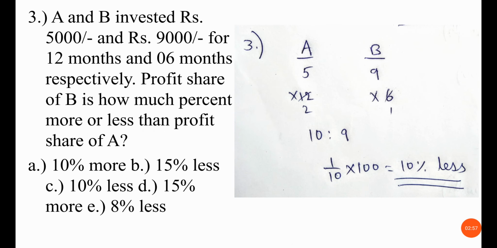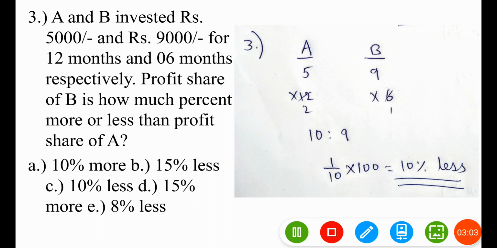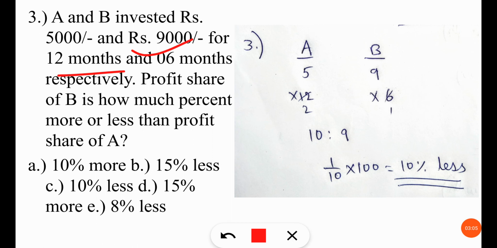Let's move to the third question. A and B invested 5,000 rupees and 9,000 rupees for 12 months and 6 months respectively. Profit share of B is how much percent more or less than profit share of A? Partnership problem. A and B invested 5,000 rupees and 9,000 rupees for 12 months and 6 months respectively.